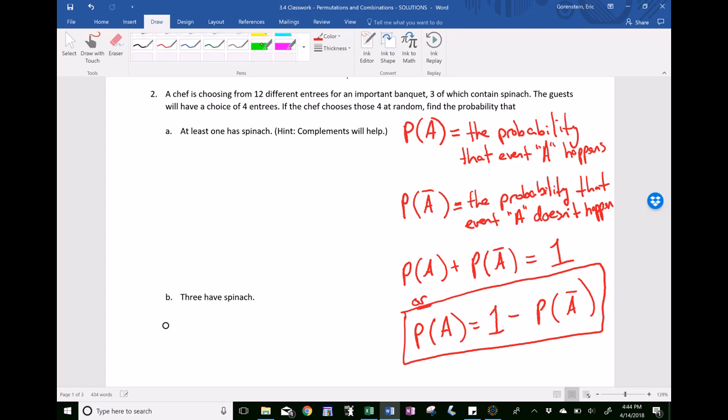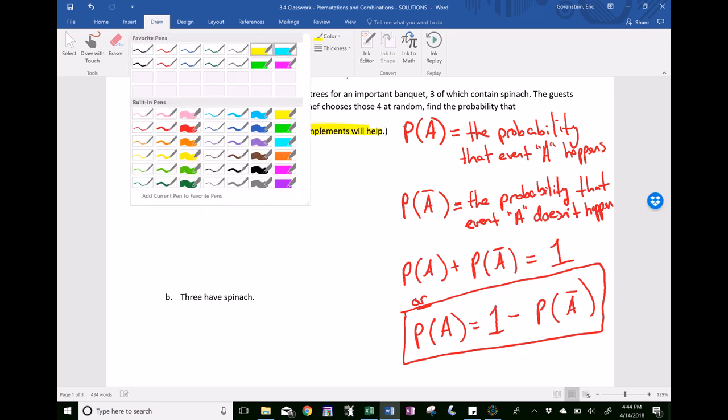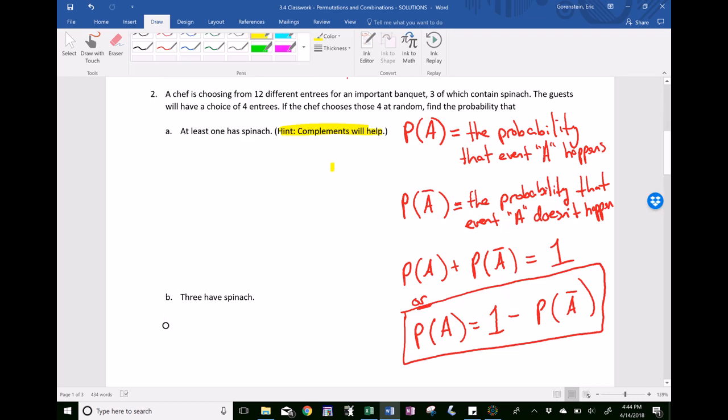Where I say complements will help. So, we're using a capital letter to represent an event. In this case, our event is at least one dish has spinach. More specifically, our event A is 1 or 2 or 3 have spinach. So at least 1 means 1 or more. There's a total of 3 with spinach, so our event is 1 or 2 or 3 have spinach.